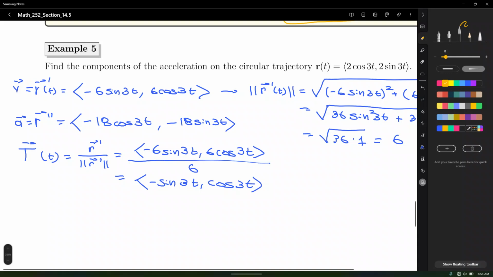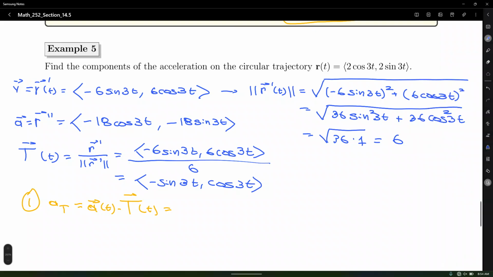Let me call this number 1. Number 1 equals a sub t, which is the acceleration dotted with the unit tangent vector. We got the acceleration vector already, right? That is the second derivative of r of t, which is negative 18 cosine 3t, negative 18 sine 3t, dotted with what we just got for the unit tangent vector.